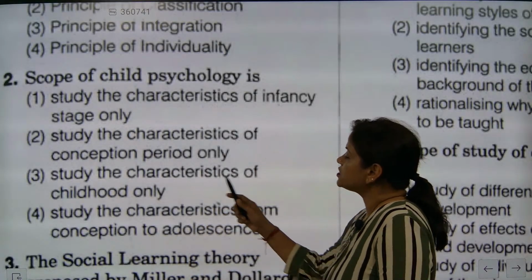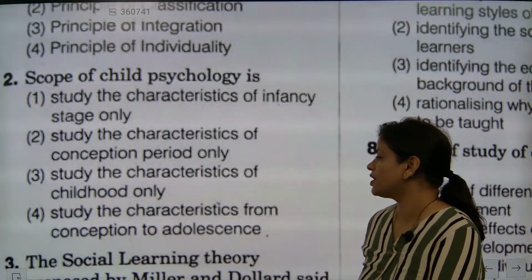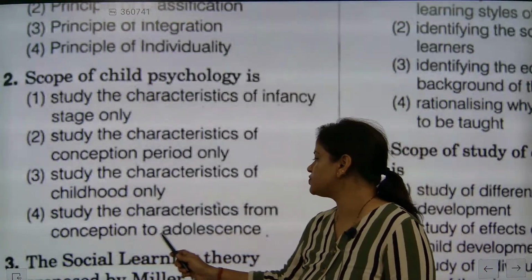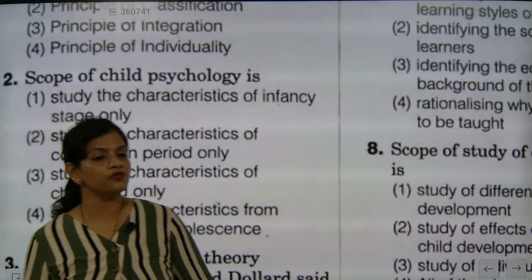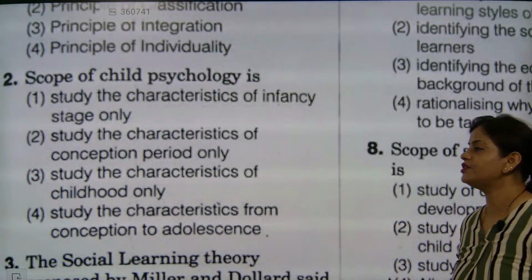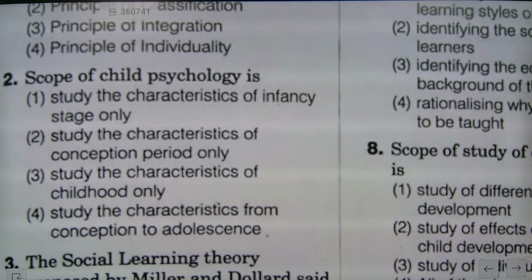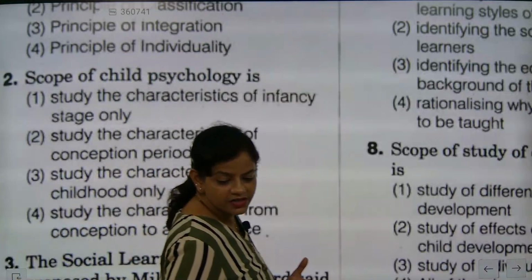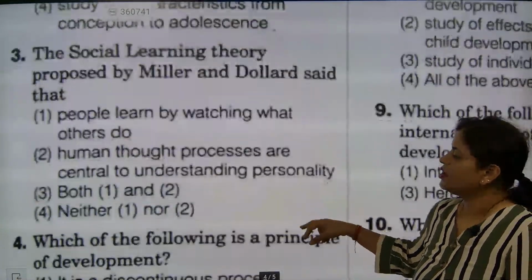Okay. So now study the characteristics of childhood only. No, only childhood is also not the part. Study the characteristics from conception to adolescence. So from the stage of conception to the stage of adolescence, the growth of the child, the mental development of the child, everything has to be perfectly monitored. So that part will be considered. Understood? The scope of child psychology is considered from that stage to that stage. Okay. Very good. So now go for this one.